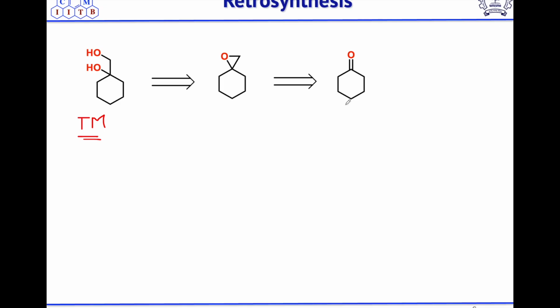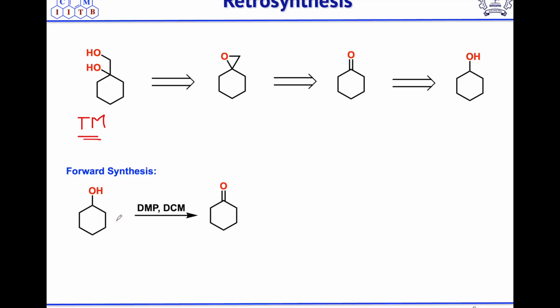Now this carbonyl carbon we can get from this alcohol by oxidation, right? So in the forward synthesis, if we have this secondary alcohol and we do oxidation, we can use many oxidizing reagents like PCC, PDC, or IBX. Here we use DMP with DCM as the solvent. If you use DMP in DCM, we will get the oxidation of the secondary alcohol and we will get this carbonyl compound, right?